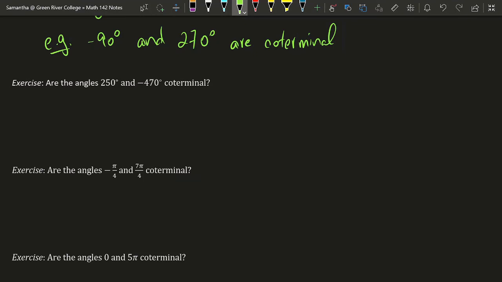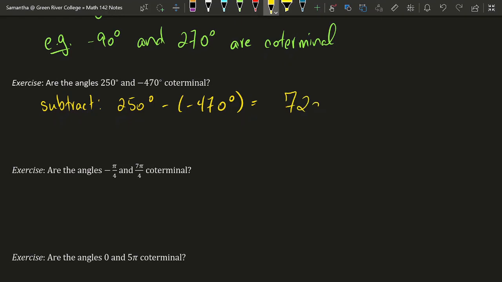Now, because drawings are inaccurate and imprecise, it can be difficult to answer this question graphically. So let's go ahead and answer this question with arithmetic, with algebra. Let's subtract the two angles and figure out if there is a multiple of 360 degrees between them. So I'll take 250 degrees and I will subtract negative 470 degrees. That gives 720 degrees.